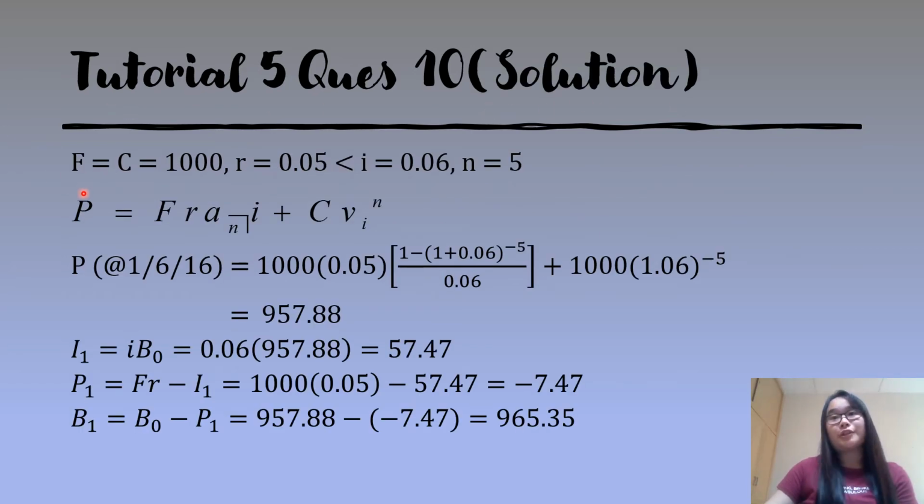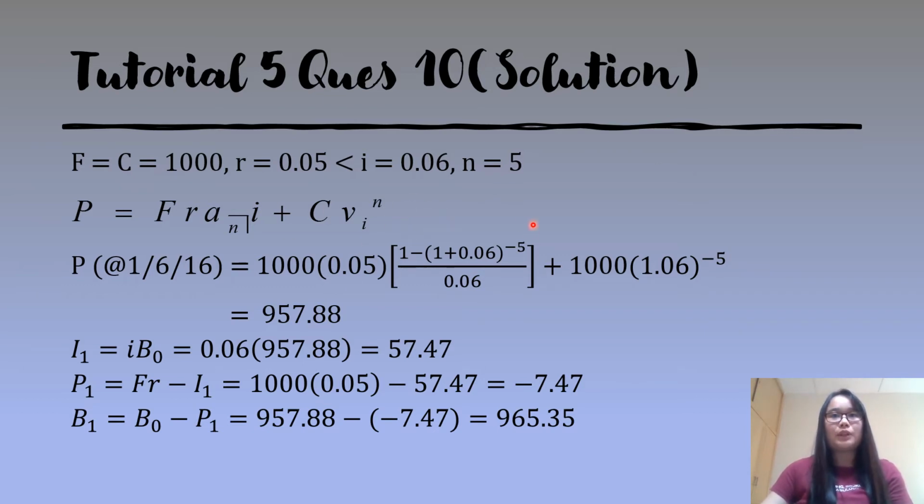Referring to the question just now, the par value is 1000, and the redemption value is not stated, so it equals the par value, 1000. This is a semi-annual coupon bond, so the R and the I have to be divided by 2. The coupon rate is 0.05, which is lesser than the yield rate 0.06, and N will equal 5. So this is the formula to calculate P.